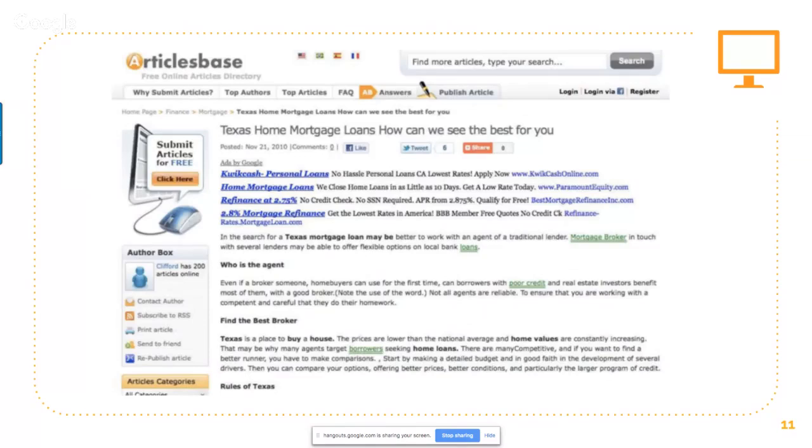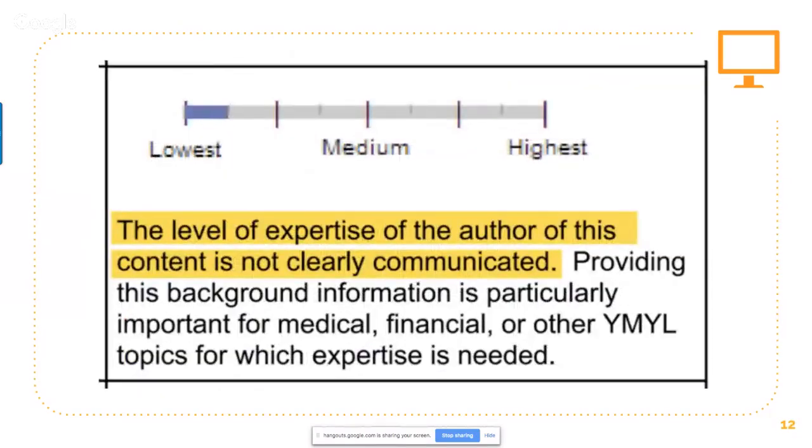I don't know how many of you remember Articles Base. It actually has gone completely offline now. I've disavowed so many links from Articles Base because it really is not a great platform. It was a platform that people used for link building, and we had all of these low quality articles that were published. Now, the reason why I use this as an example is because this is an example that's given in Google's Quality Raters Guidelines. And what the Quality Raters Guidelines say is this: the level of expertise of the author of this content is not clearly communicated. And so it's very important that, if you are writing any sort of YMYL content, you need to show the level of expertise of your authors.